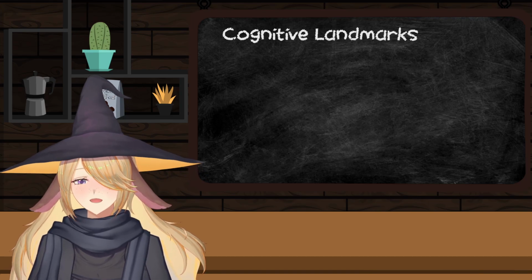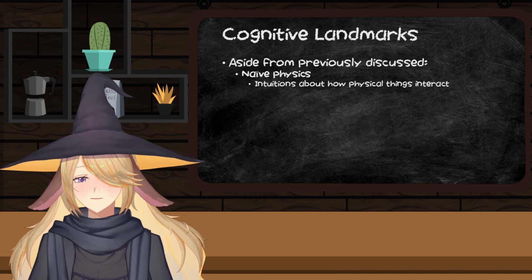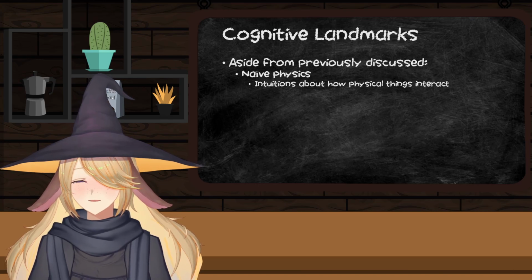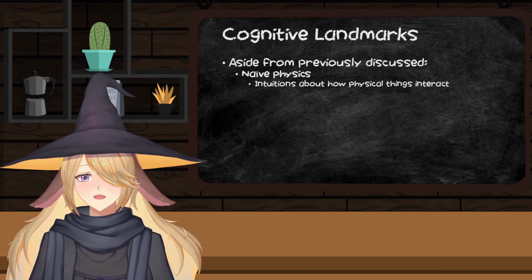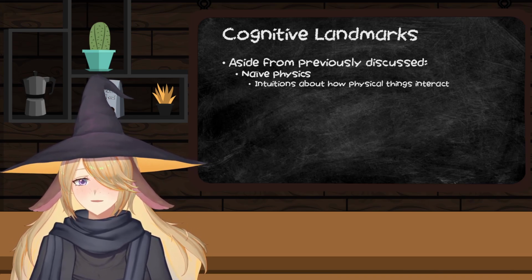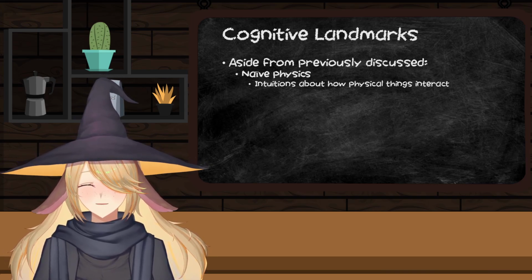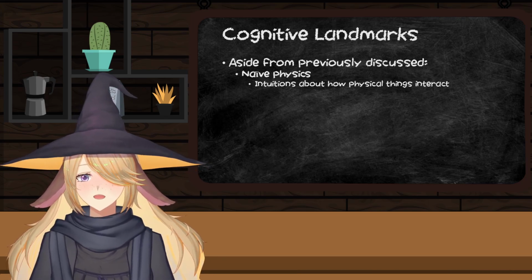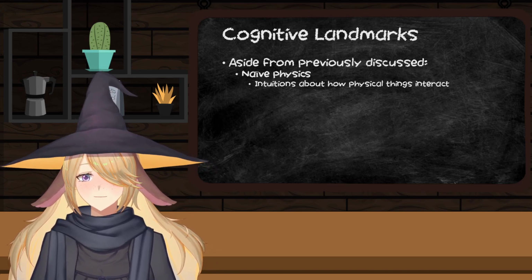So what are some cognitive landmarks? Well, aside from the ones that we have previously discussed, naive physics, in other words, understanding how things interact. Remember when we talked about, I think this even came up in chat, if you ask a child, if you drop a pound of feathers or a pound of steel, which is going to fall faster? It's naive physics. It's like a child being able to develop experience with the world and to be able to hypothetically imagine situations and then navigate through them and how things would physically interact. That's a skill that we develop over time.